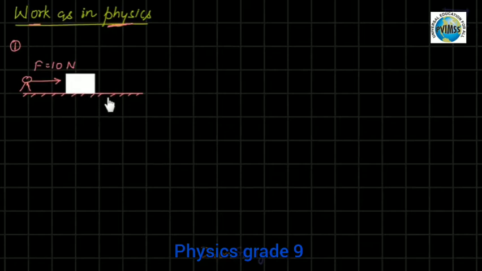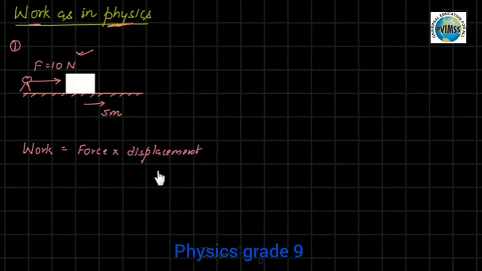You can see here a figure. This is the ground. Okay, suppose a box is present on the ground. A man is applying a force of 10 Newton on this box. Okay, if the man is applying the force of 10 Newton, of course the box will cover some distance. Suppose that the distance covered by the box is 5 meter. So what will be the work done? Work equals force into displacement.